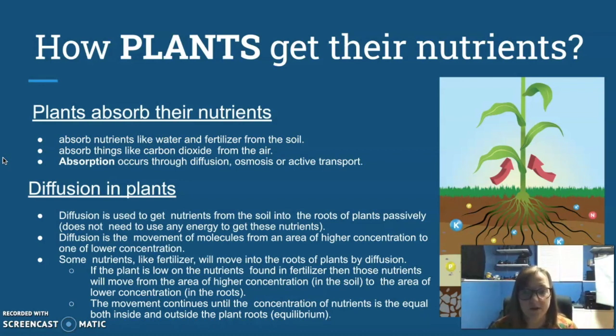So when you have diffusion in your plants, you're going to have low concentrations of the nutrients that you want inside the roots of the plants, and you'd have a high concentration outside in the soil, and they would then be absorbed into the roots of the plants.